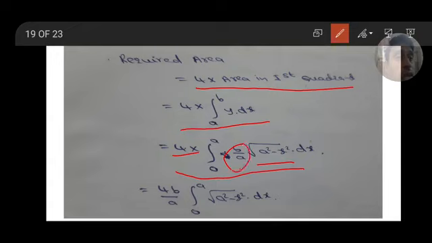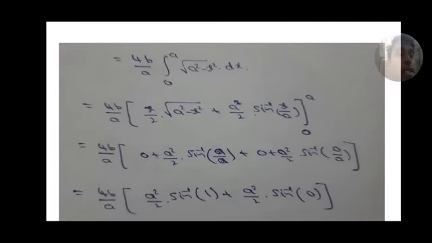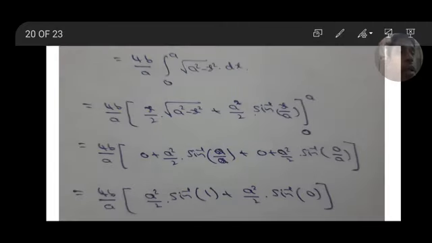This b by a is a constant, so it stays outside: 4 into b by a, integration 0 to a of square root of a square minus x square dx. So integration, it is the same formula, the a square minus x square formula. That is 4b by a times the formula: x by 2 into square root of a square minus x square plus a square by 2 into sin inverse x by a.